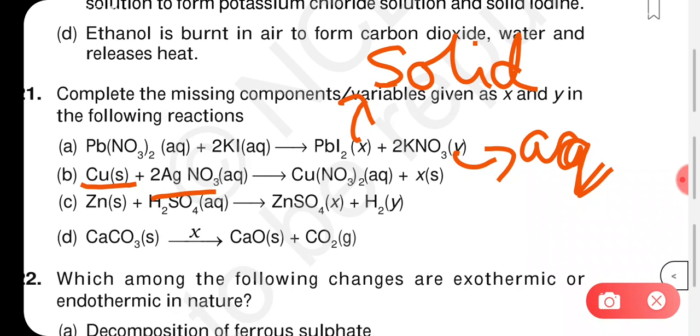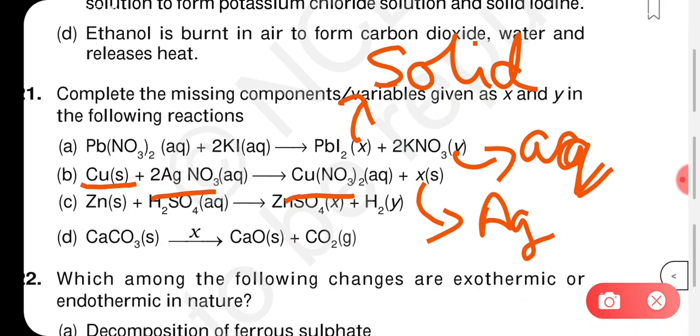Copper is displacing silver, so it is forming copper nitrate, Cu(NO3)2, and what will be formed? What is this X? X will be Ag, silver, because copper has displaced silver. So what will be formed here in place of X? It will be silver that is formed.